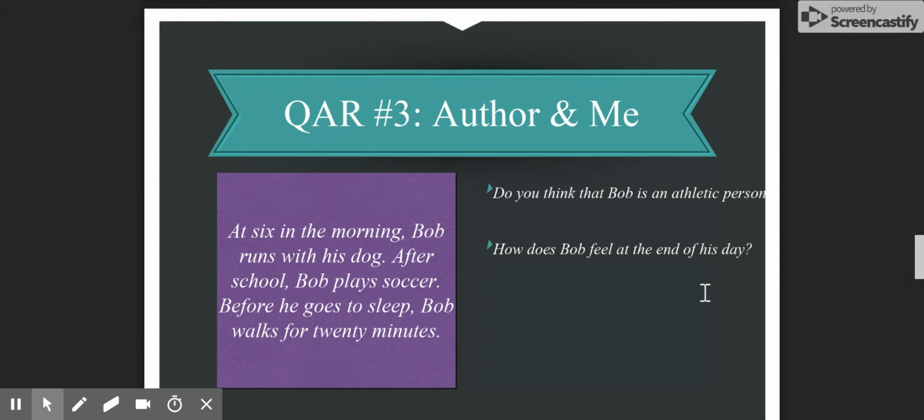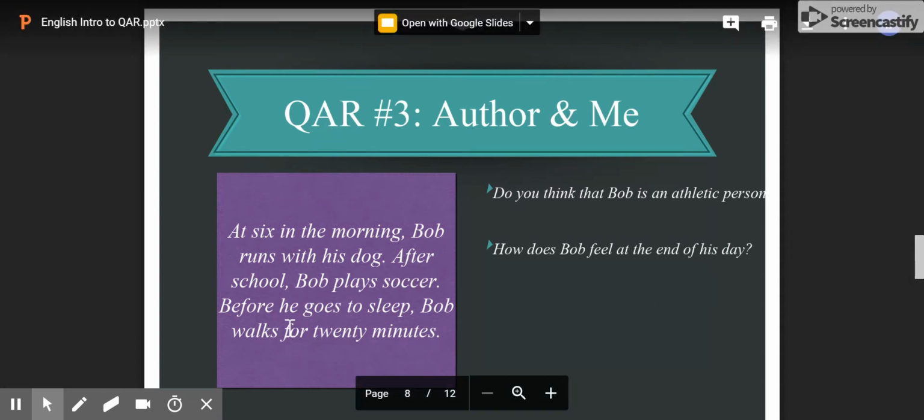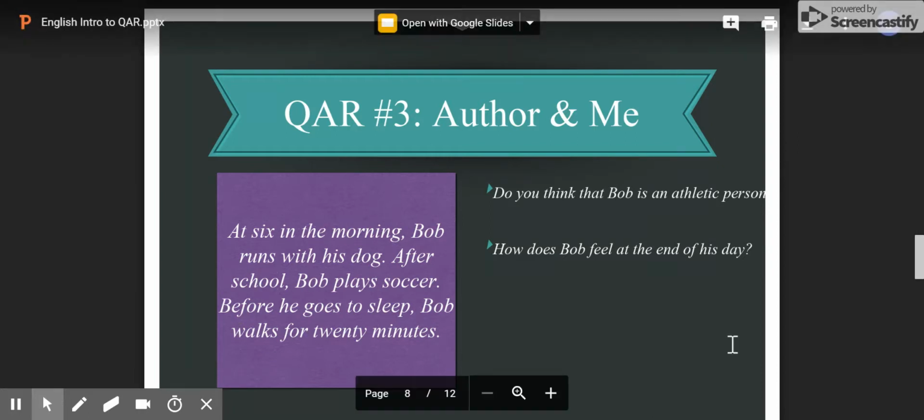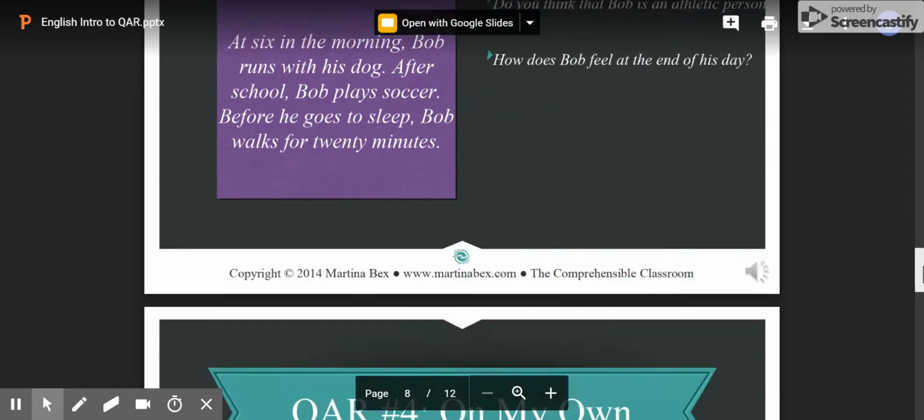How does Bob feel at the end of his day? It never tells me in the passage how Bob feels at the end of the day. I have to infer that Bob feels exhausted at the end of the day because he's tired from his running, his sport, and his 20 minutes of walking.